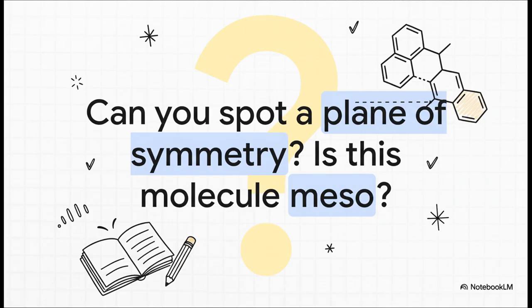Forget just memorizing rules. Look at a molecule like the one on your screen. You see this on your exam. Can you apply what we just covered? Can you immediately spot a plane of symmetry? And what does that tell you? Is it optically active or is it a meso compound? That right there, that kind of rapid analysis is what's going to win you points on exam day.